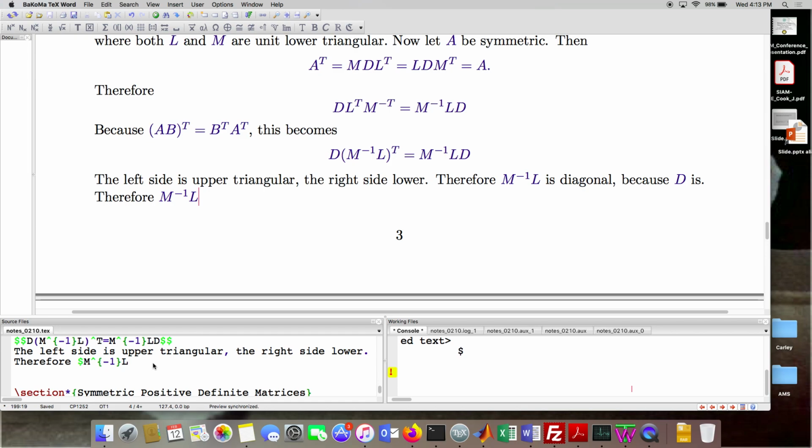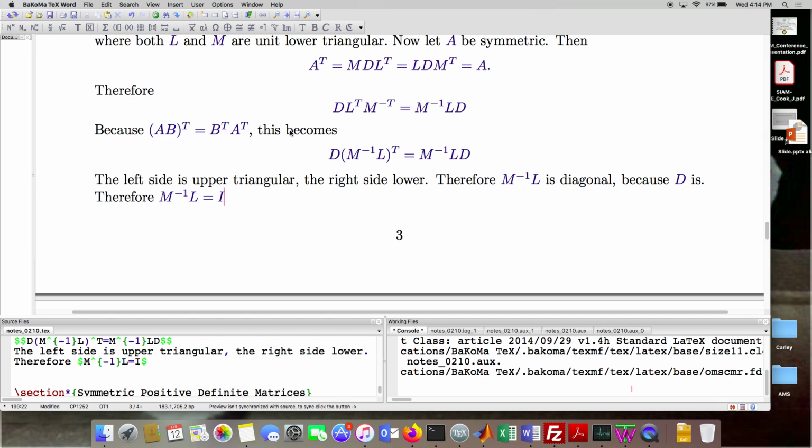I thought I heard somebody say something, but I'm not sure. My hearing is awful, remember that. Is it just equal to D? Not D. Identity? Identity matrix, yeah.